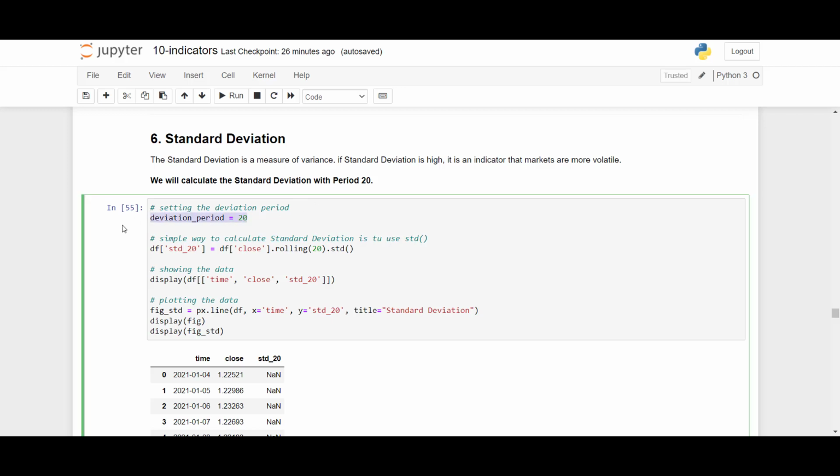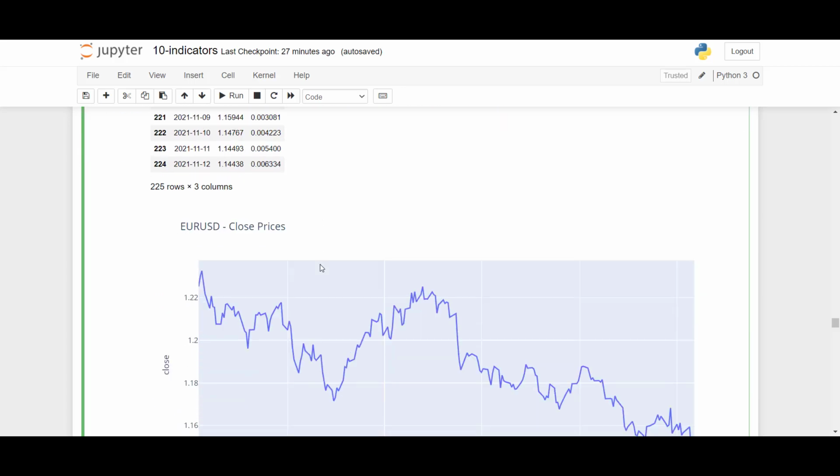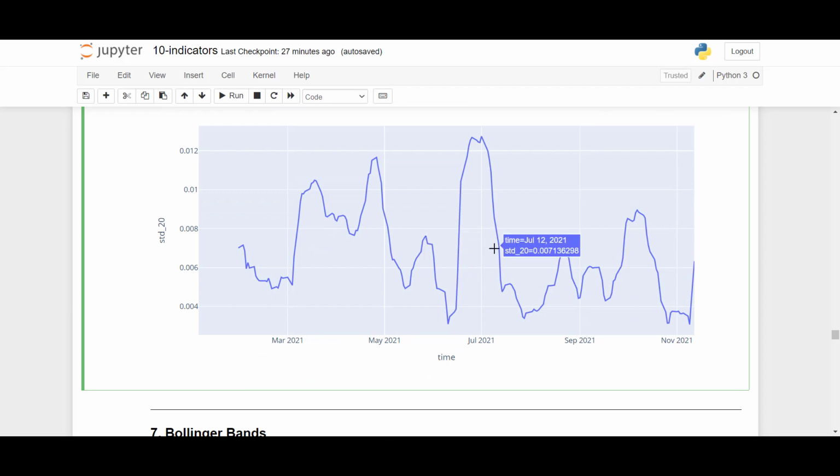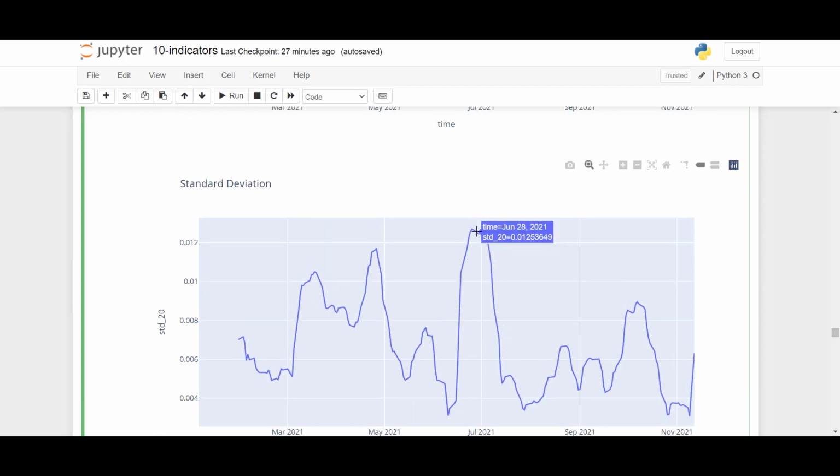So here I set the deviation period to 20. And in pandas, there is a very easy way to calculate standard deviation. So for the 20 recent close prices, I can use .std, which will return the standard deviation. So here is the standard deviation. We see that here the standard deviation is high, and here it is very low.